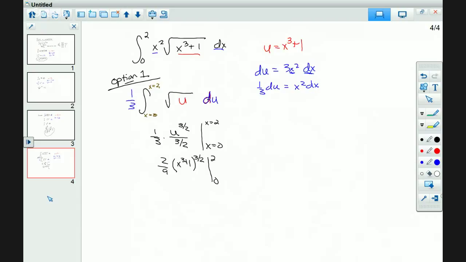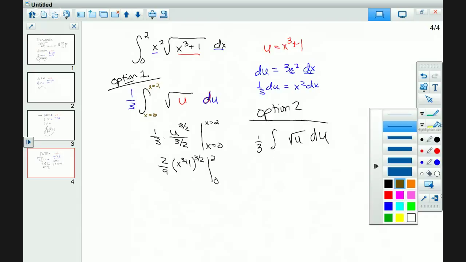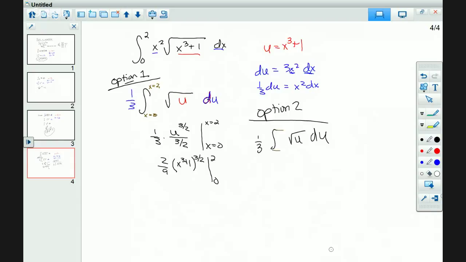Leave it. Okay, fine. If you like that, have at it. Okay, option 2. We still have this. How would I make those limits in terms of u? That's what we're looking for. Put the integral limits in terms of u.